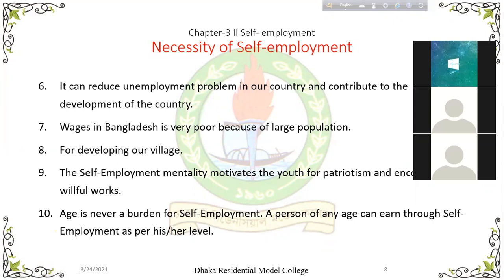And if you create self workplace, that means this workplace can reduce unemployment problem in your country, অর্থাৎ বেকারত্বের সমস্যা সমাধান করতে পারে, and contribute to the development of our country, অর্থাৎ আমাদের দেশের উন্নয়ন সাধন করতে পারে। Wages in Bangladesh is very poor because of large population.